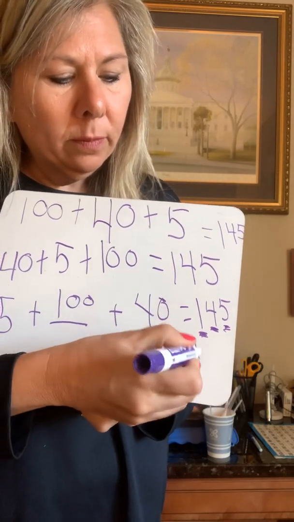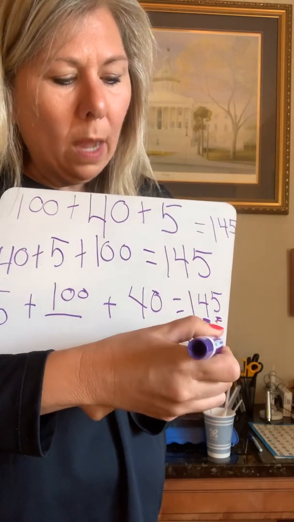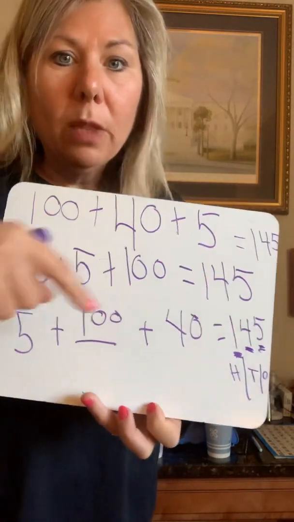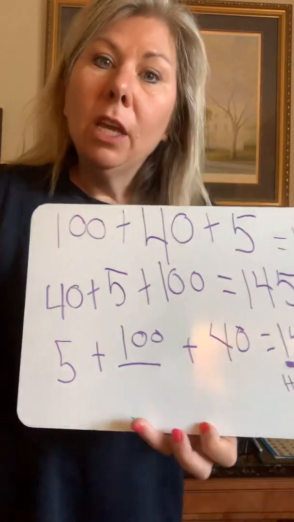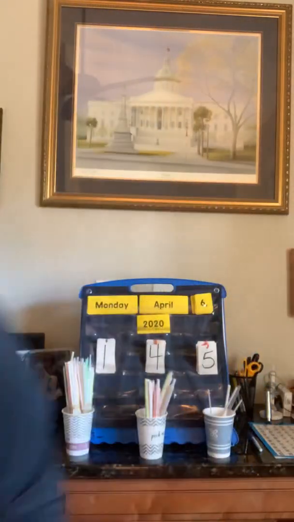because this is our place value. Hundreds, tens, ones. Place value. When you can do this, it makes it easier to do money. And if you can do money, you can do this. You have to look for those connections.